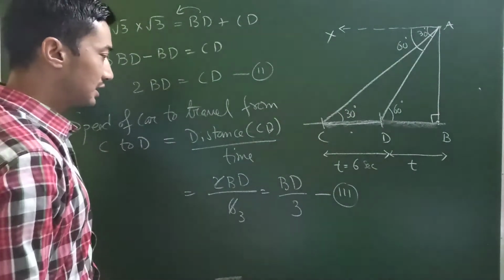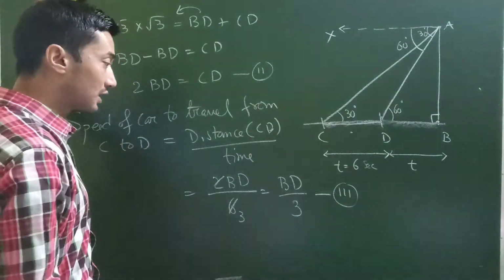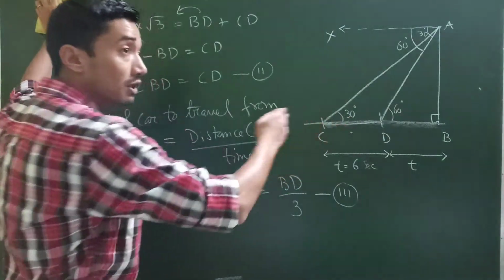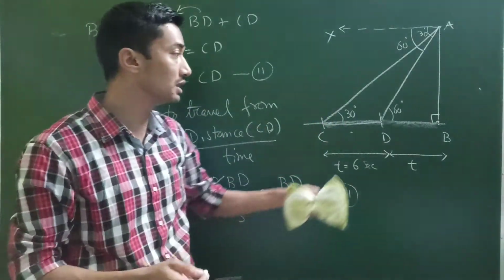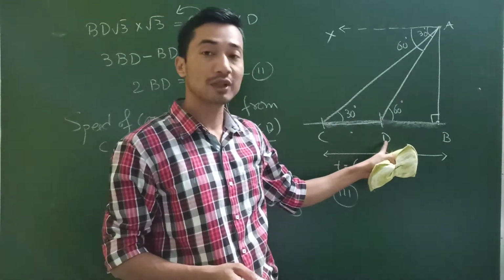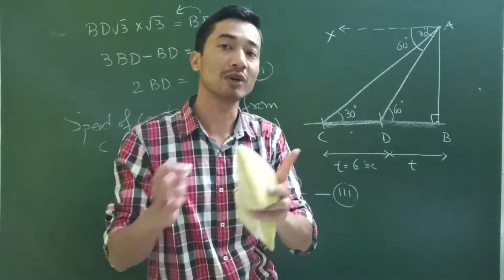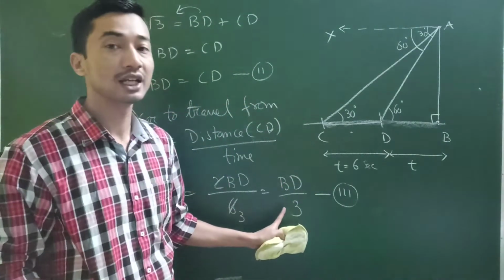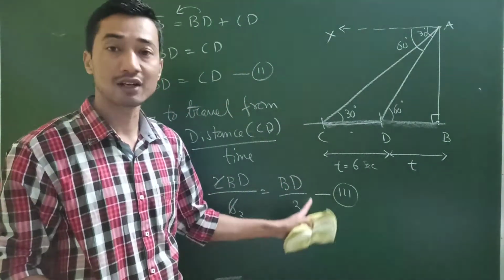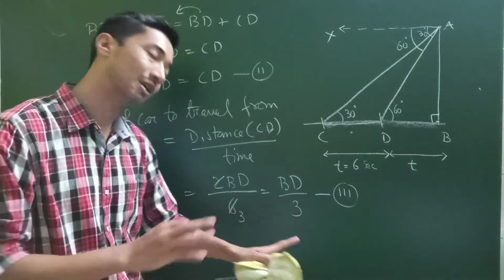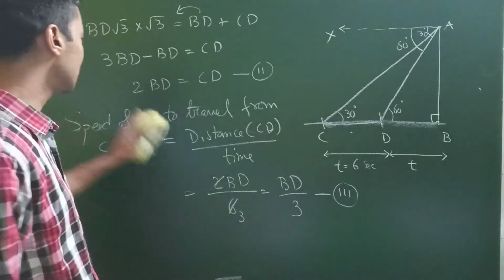So this is the speed of the car to travel from C to D. But we know that the speed is uniform. That means the speed of the car to travel from D to B is also going to be that same speed. What is our speed here? It is BD by 3, maybe meters per second or kilometers per second. That we have no idea about. Only the time unit we know is seconds, but ignore that, no problem. So this is our speed.